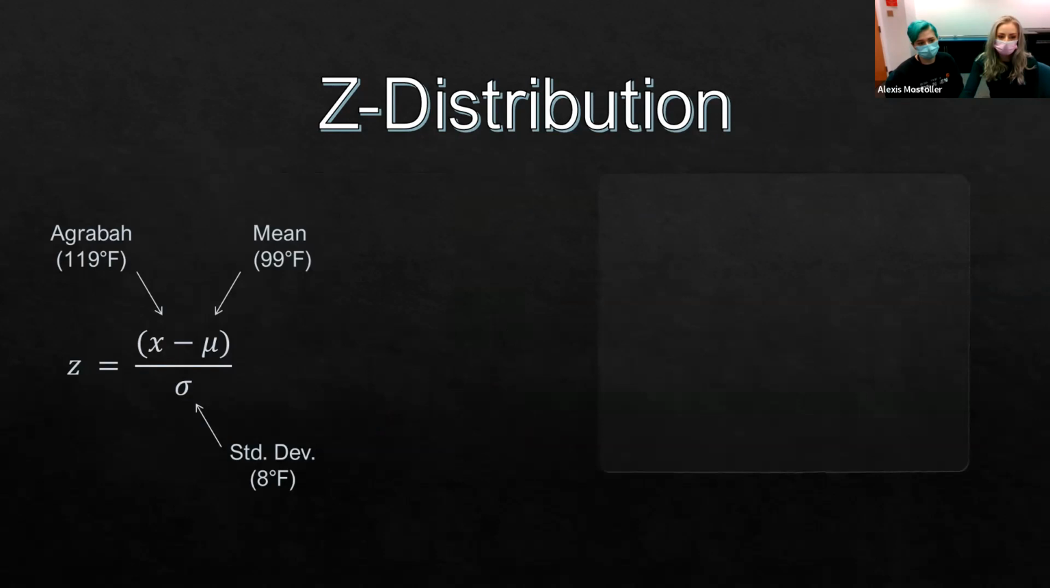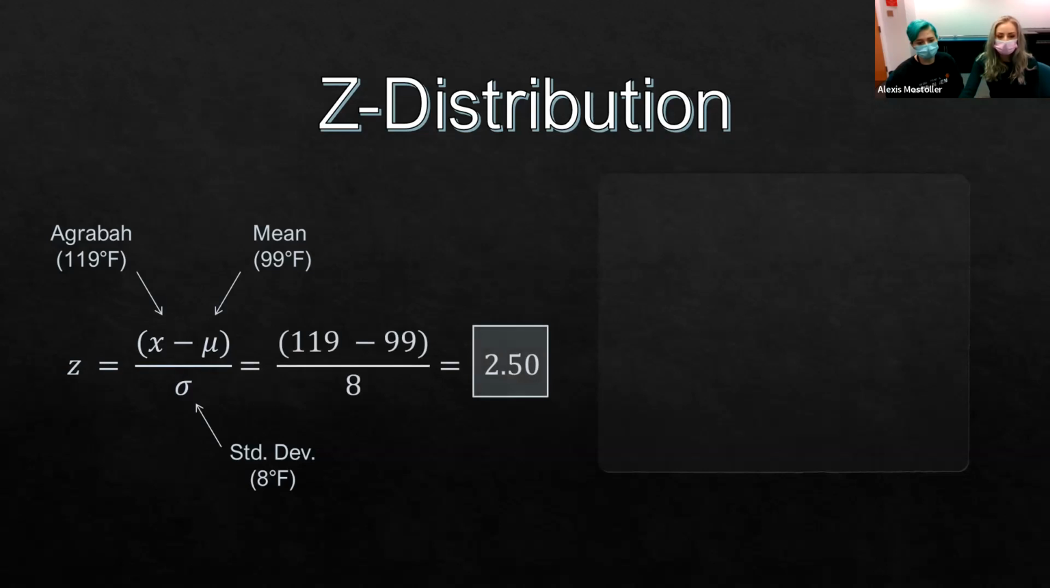Here I've got the data points copied in. So Agrabah, or X, is going to be the data point. That's 119 degrees Fahrenheit. Mu is the mean, which was 99 degrees Fahrenheit. And then that's all divided by the standard deviation in the denominator, which was 8 degrees Fahrenheit. So once we plug all of those values in, we have 119 minus 99, all divided by 8. And we end up with a Z-score of 2.50.